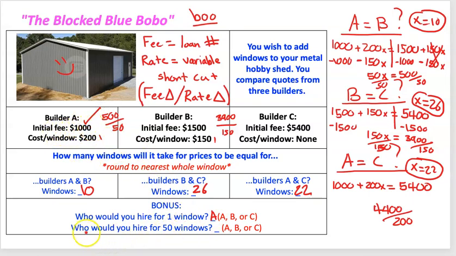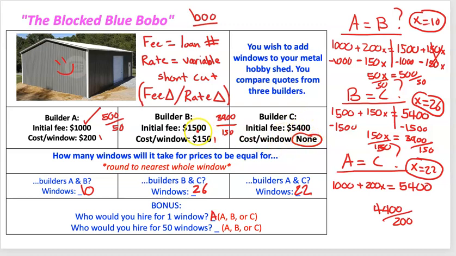Who would you hire for 50 windows? Well, they all equaled each other for less than 50. So I'd probably pick the one that has no cost per window. It's like unlimited texting, like unlimited data. It doesn't matter how much you use it, it's going to be the same price.